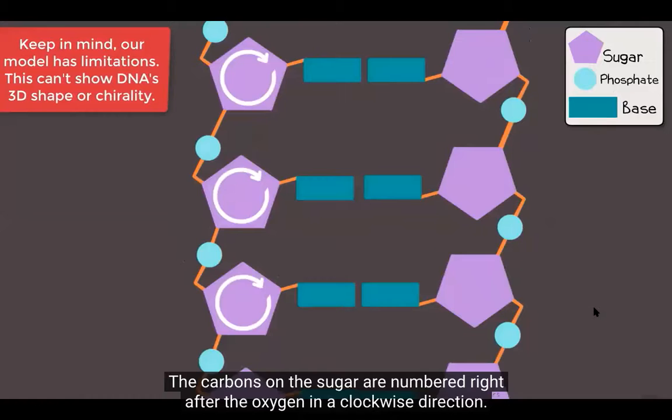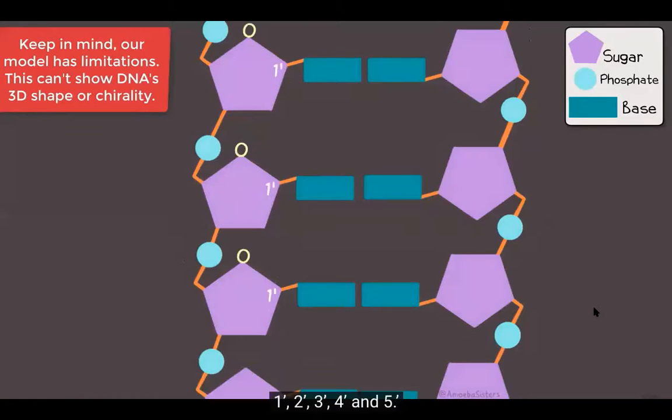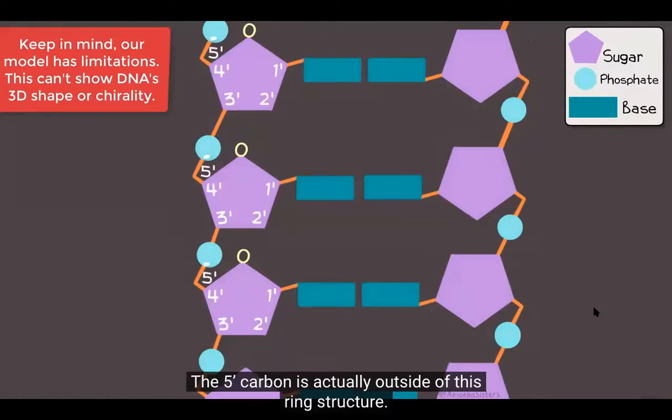The carbons on the sugar are numbered right after the oxygen in a clockwise direction. 1 prime, 2 prime, 3 prime, 4 prime, and 5 prime. The 5' carbon is actually outside of this ring structure.